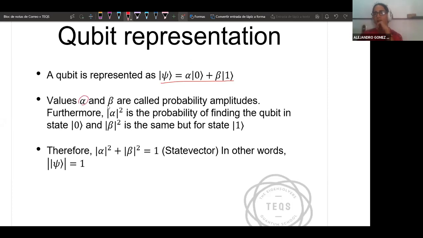Those alpha and beta, which are complex numbers, are called the probability amplitudes. And that gives this state a probability interpretation. What we mean by probability amplitudes is that if we take the magnitude of alpha and square it, we get the probability of finding the qubit in the state zero. And the same for beta: its magnitude squared is the probability of finding the quantum state in the state one. This is the notion of probability amplitudes. That's why I told you that a quantum state has an additional relation that must be satisfied, which is the probability interpretation.